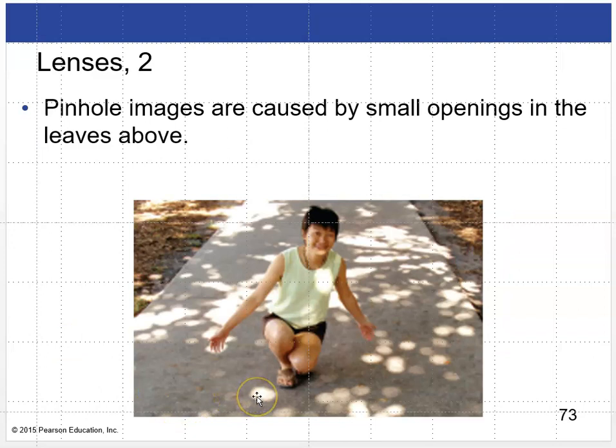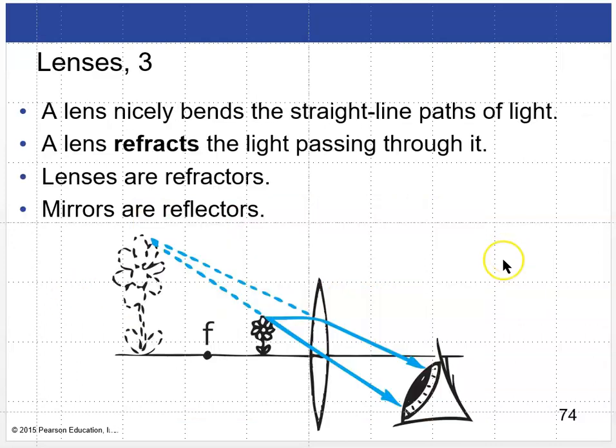Now, I saw this effect during a partial eclipse of the sun. Pinhole images were caused by small openings in the leaves above. And these are actually images of the sun. During a partial eclipse, part of the moon covers the sun, so it winds up in a crescent shape. So there were hundreds of little moving images of the eclipse, because the air was blowing the leaves around. It was really charming.